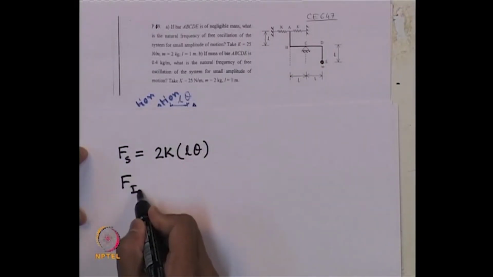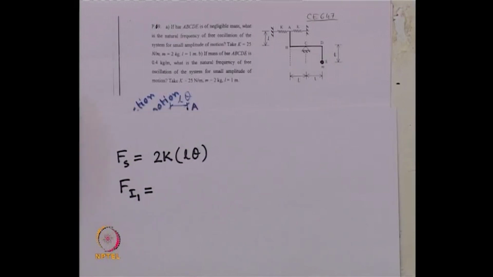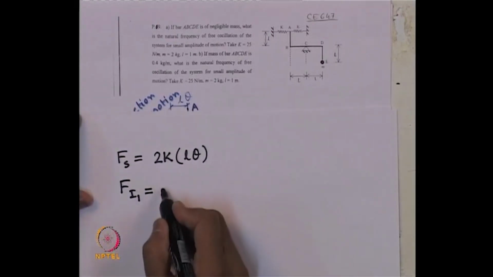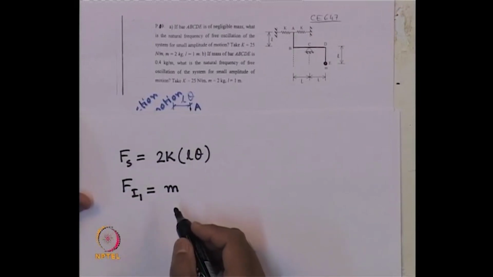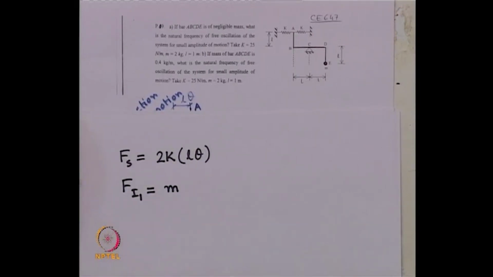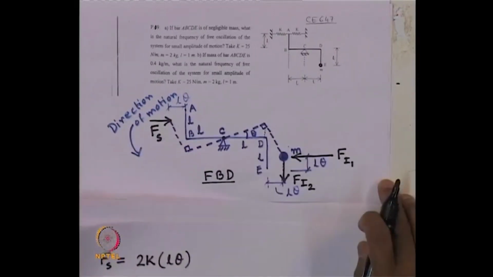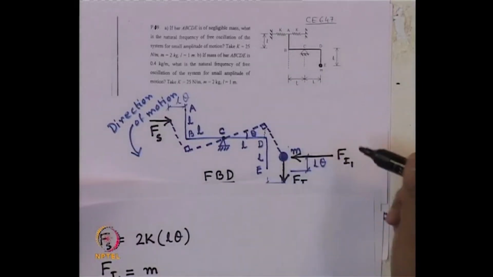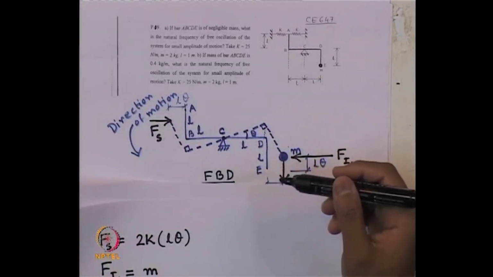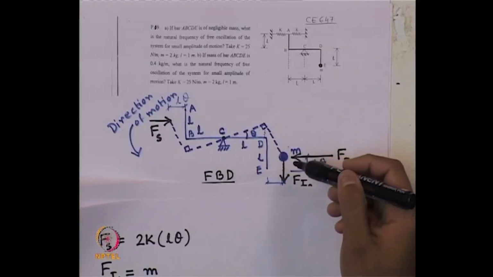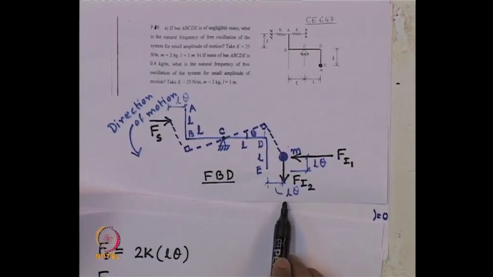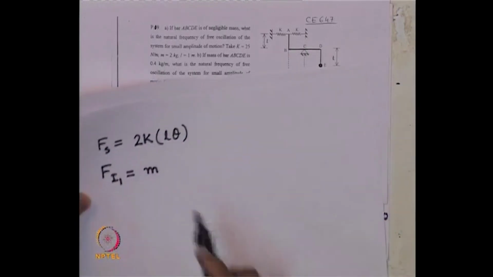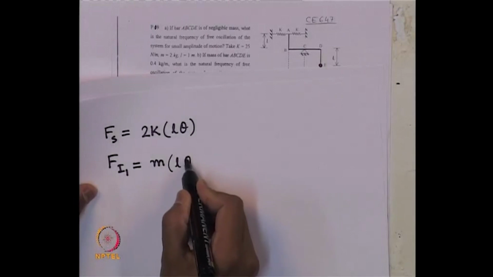F I 1 will be the mass at that point times its acceleration. The acceleration in the direction of F I 1, which we have taken as horizontal, is whatever acceleration the mass is experiencing in the horizontal direction. The horizontal displacement is L theta, so the horizontal acceleration will be L theta double dot.